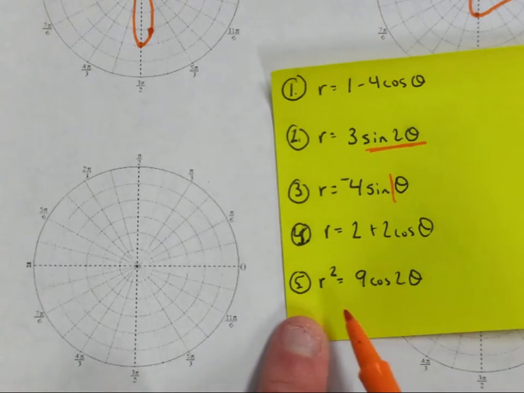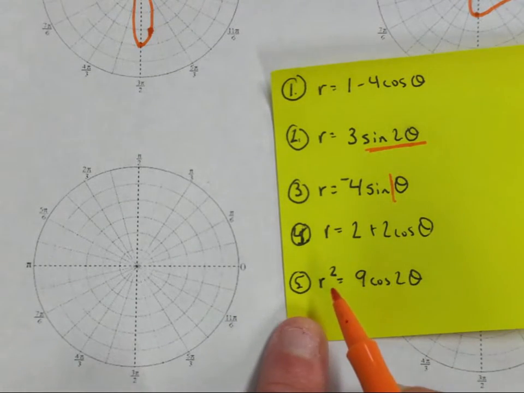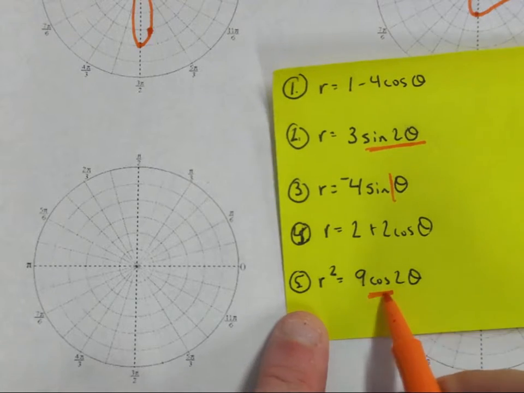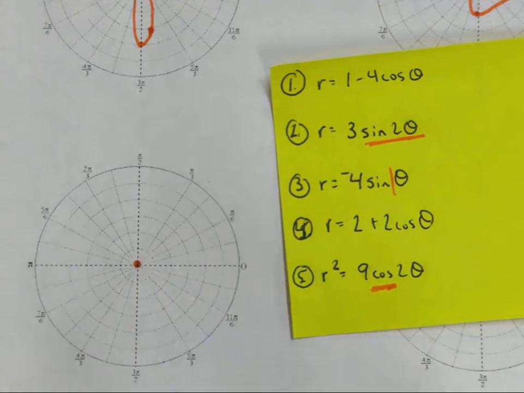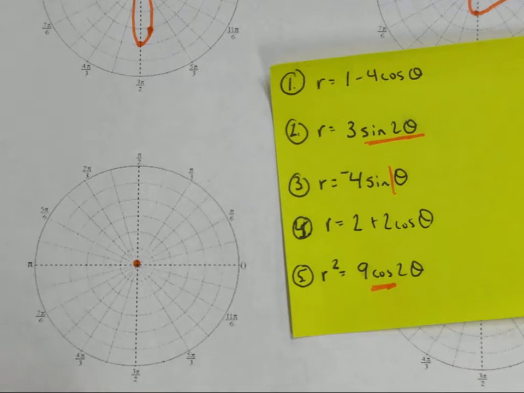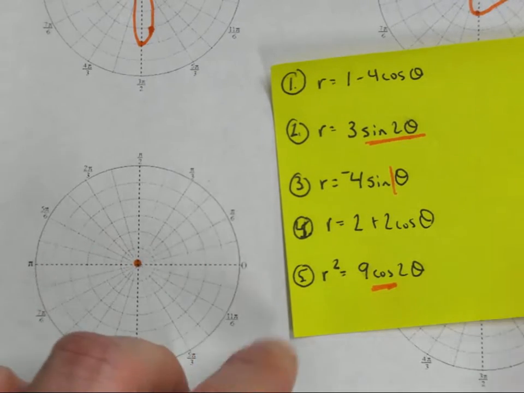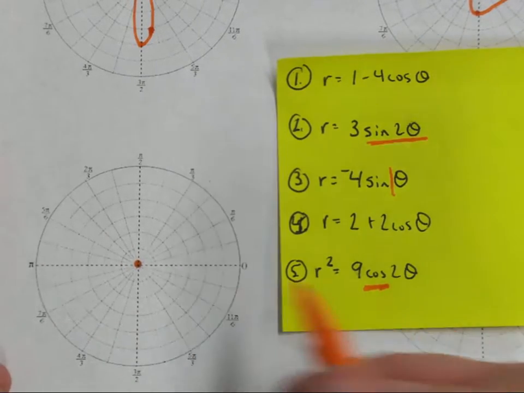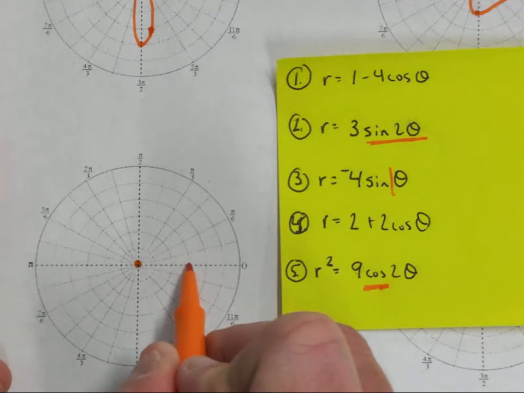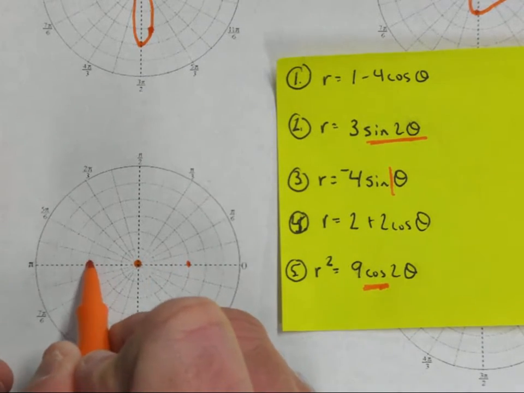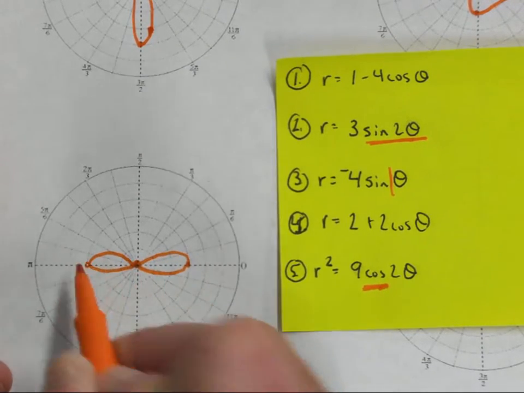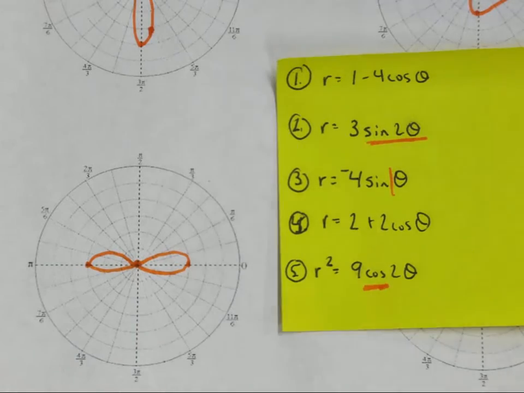Last one, this is r squared. This is a lemniscate. What you do, since it's got cosine, put a dot at the pole. You put a dot at the pole regardless if it's cosine or sine. But if it's cosine, that means it's going to be on the horizontal. You take the square root of 9, which is 3, and you go 3 in the left and right direction, and you make what looks like a bow tie. Did you mean square root of 9? Square root of 9, yep. Square root of 9.